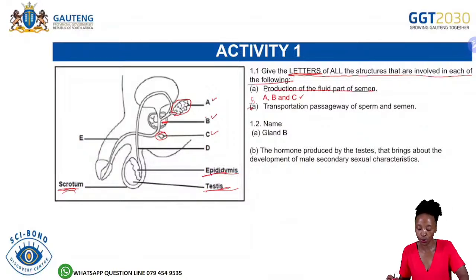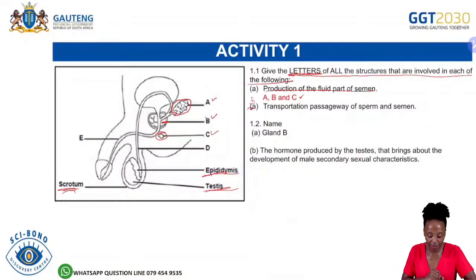Transportation passageway of the sperm and semen. Passageway of the sperm and semen. So when we're looking at the structure, we spoke about 2 tubules that are responsible for transportation of the sperm cells and the semen. Number 1, we said from the epididymis to the urethra, we have what is called the sperm duct or the vas deferens. Number 2, we said there's a urethra which transports the semen out of the male body into the female.